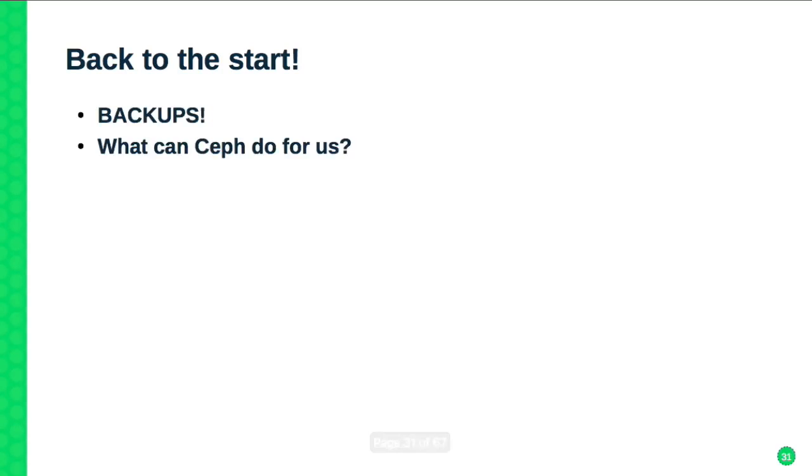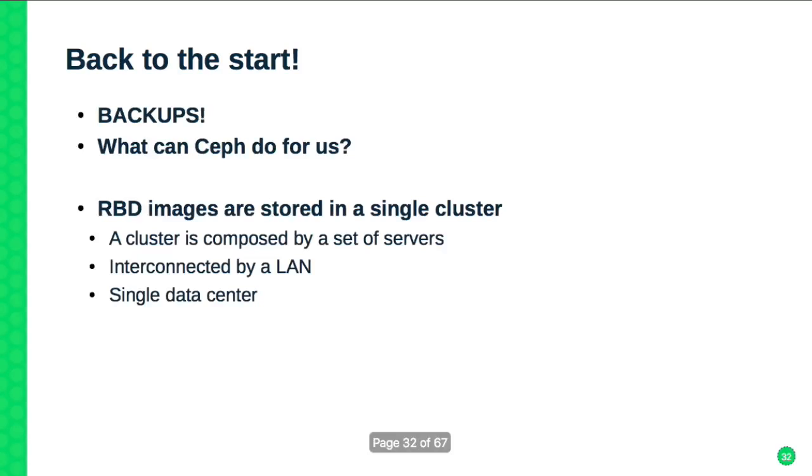Okay, so back to the start. We were talking about how to tolerate big disasters, right? How we can actually create backups and store the backups in very distant places in an efficient and easy way. And we were trying to answer the question of what Ceph can do for us. So we know that RBD images are stored in a single cluster, and they are stored in a single data center.